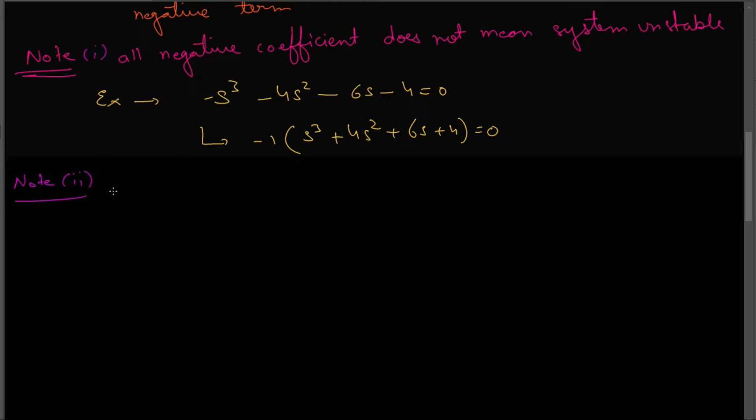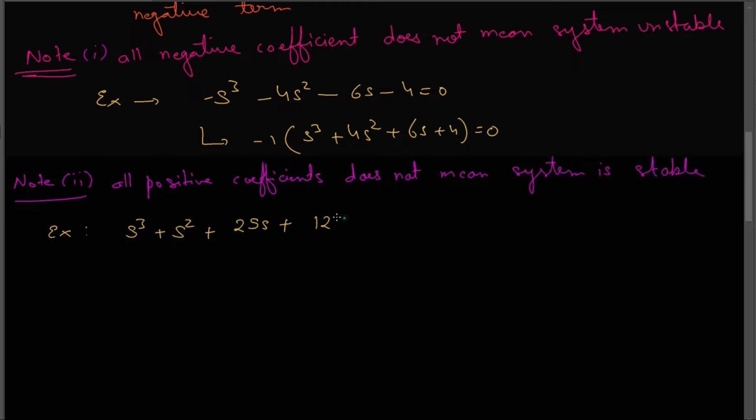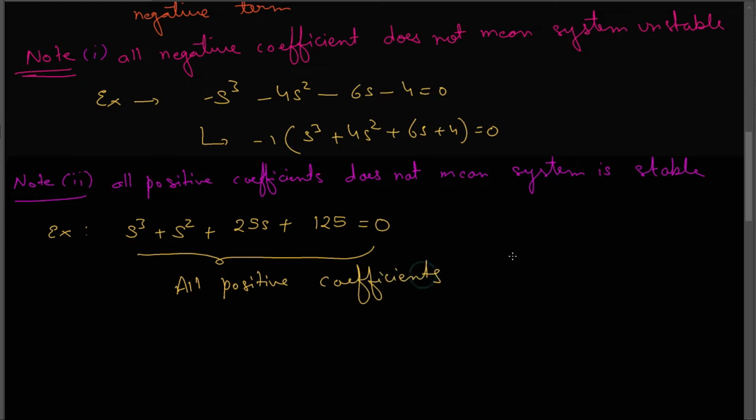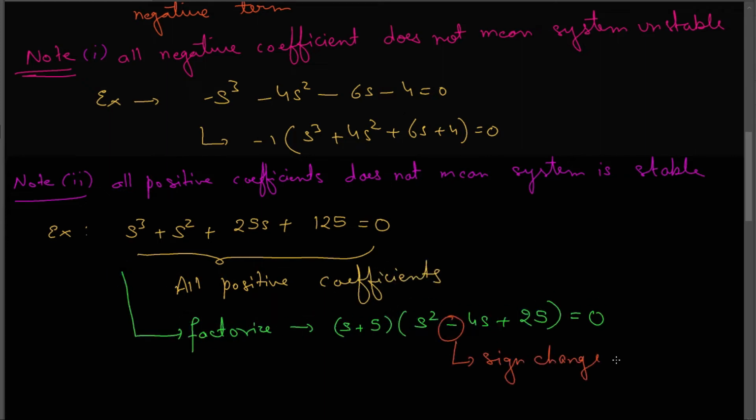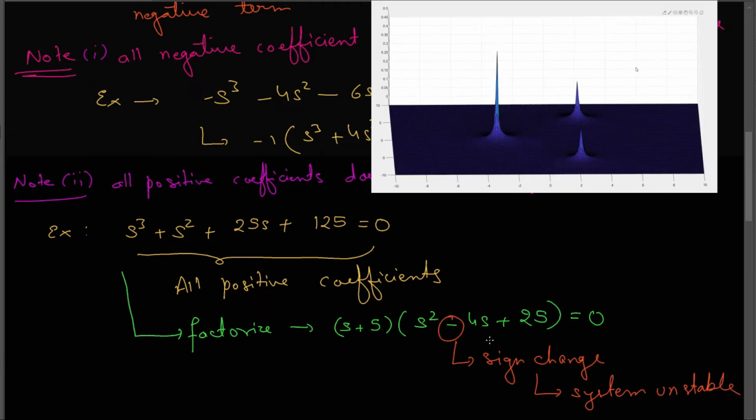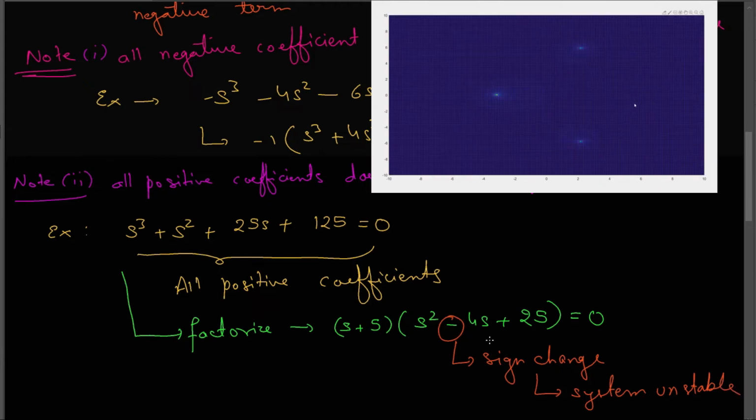Another important thing to note is all positive coefficients does not imply that the system is stable. Let's take an example. Now you can see that this is a polynomial with all positive coefficients. But when we factorize this polynomial, you can see that one of the roots has negative components. This implies that the overall system is unstable. Even when we plot this equation, we can see that there are roots on the right hand side of the axis, which directly implies that the system is unstable.